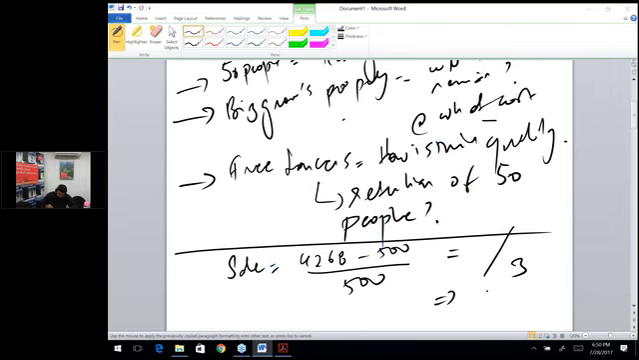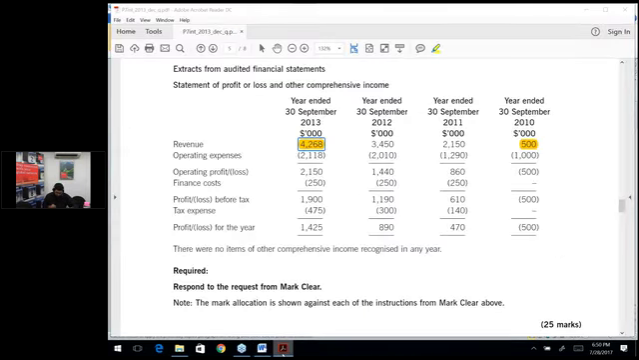Okay, so it's actually... are you sure? 2.5%. It's just at 2.5%. It's not possible. 4268 minus 500, divided by 500, and then you divide it by 3. How much percentage is it? Okay, 7.5 divided by 3 gives you 2.5% as the increase in revenue. Okay, now what next?